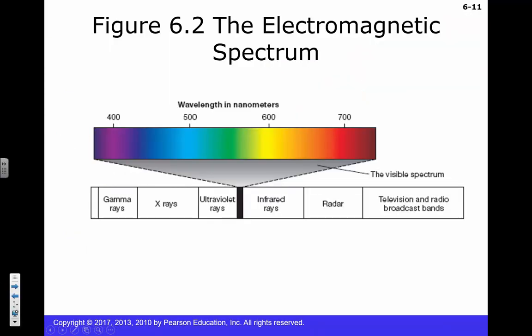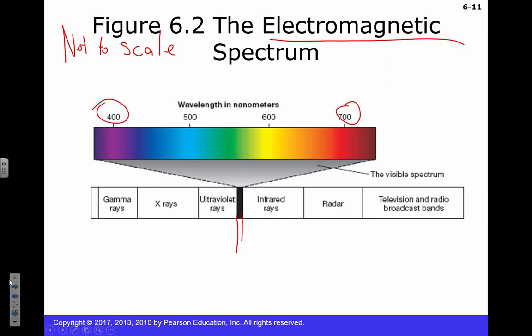Always like to ask. All right, this is the electromagnetic spectrum. Okay, this is not to scale. Not to scale at all. Okay. So you have this thin sliver of the electromagnetic spectrum to which your eyes are sensitive, right? That's somewhere between 400 and 700 nanometers in wavelength.